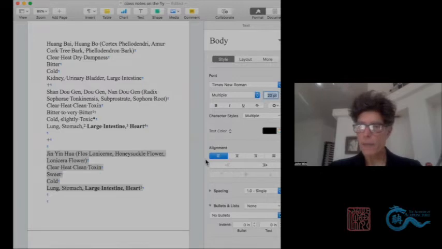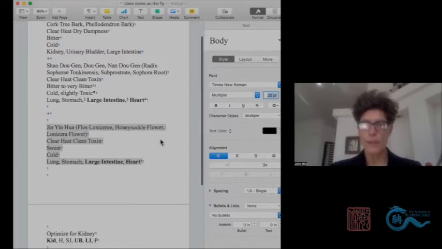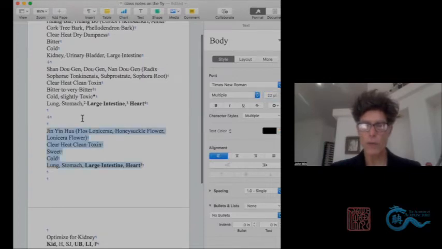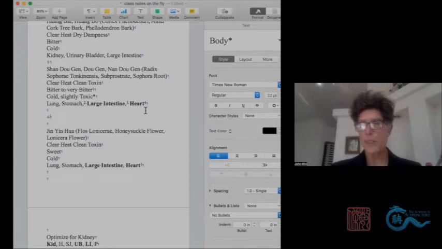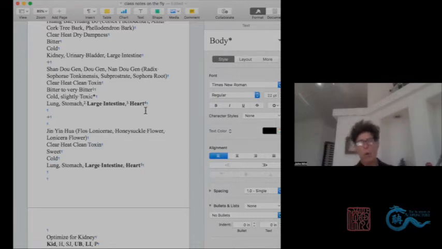Again, let's not forget about these very common herbs, like Jinyinhua. They're so useful. Look at here. This is really interesting. Jinyinhua and the Shandougen, look at how similar they are. Lung, stomach, large intestine, heart. Lung, stomach, large intestine, heart. Even in the same order.